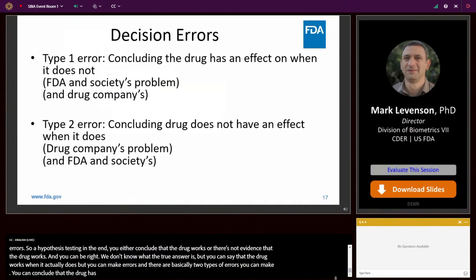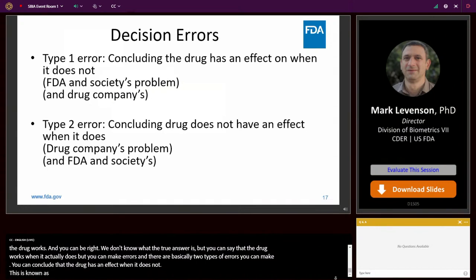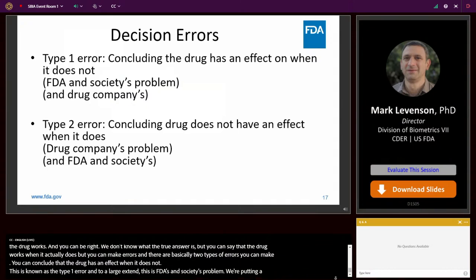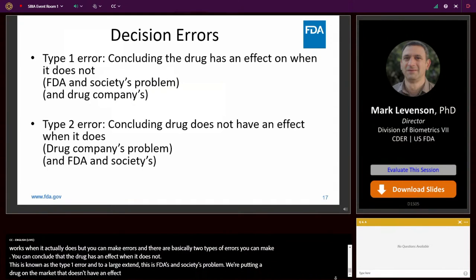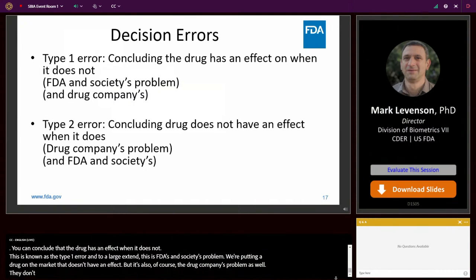This is known as a type 1 error. And to a large extent, this is FDA's and society's problem. We're putting a drug on the market that doesn't have an effect. But it's also, of course, the drug company's problem as well. They don't want to put a drug on the market that doesn't have an effect.